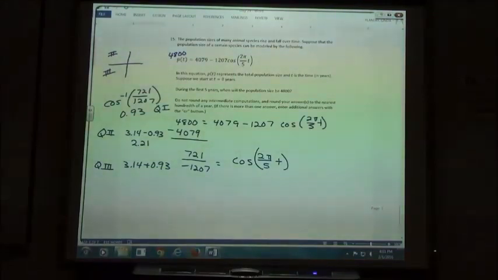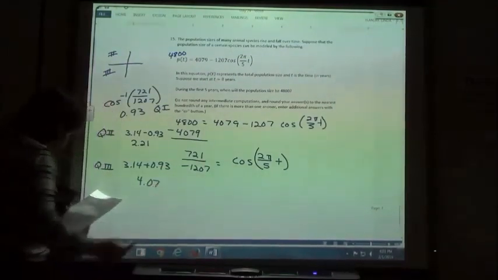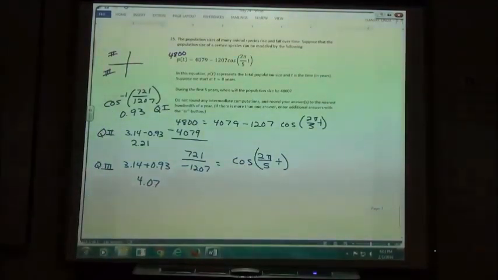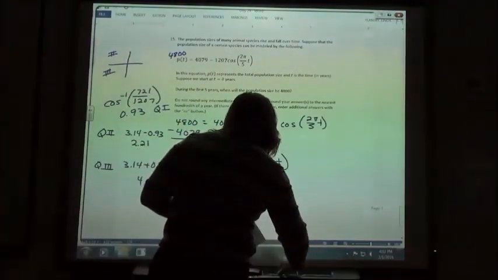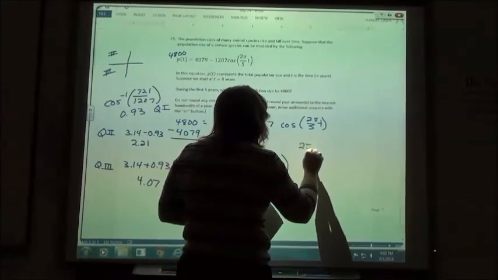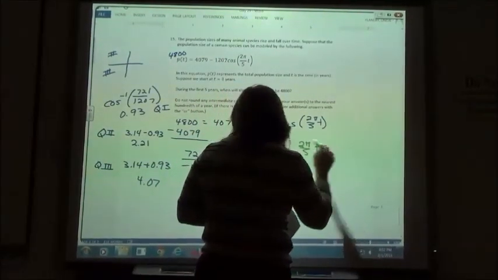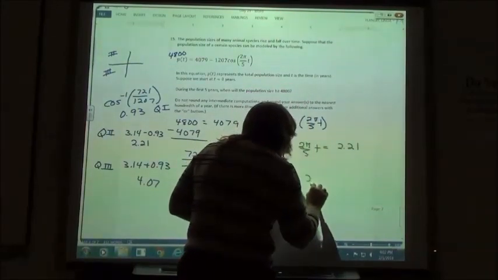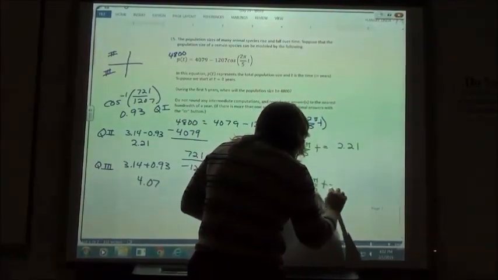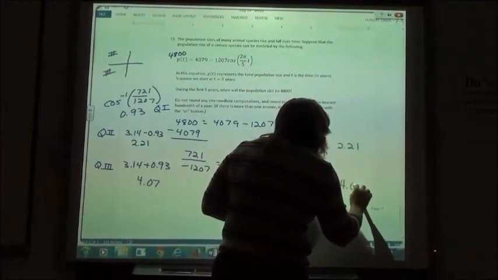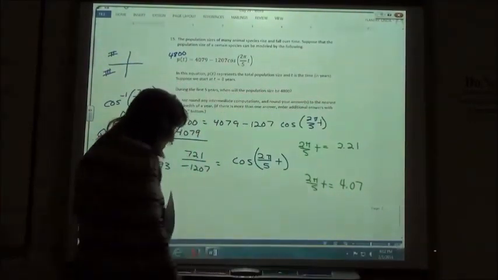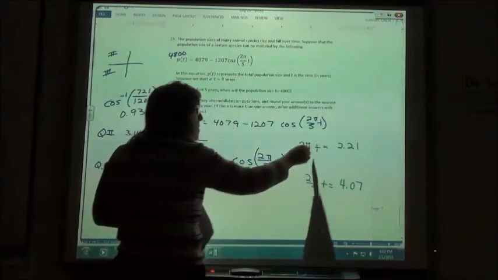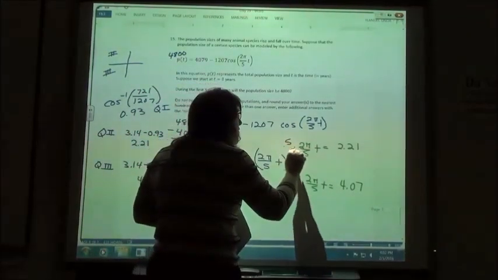3.14 plus 0.93 gives me 4.07. So we are going to say that 2 pi over 5 t either equals 2.21 if we're in quadrant 2, or 2 pi over 5 t equals 4.07 if we're in quadrant 3. Again, to solve that, we have to multiply by the reciprocal, so 5 over 2 pi.